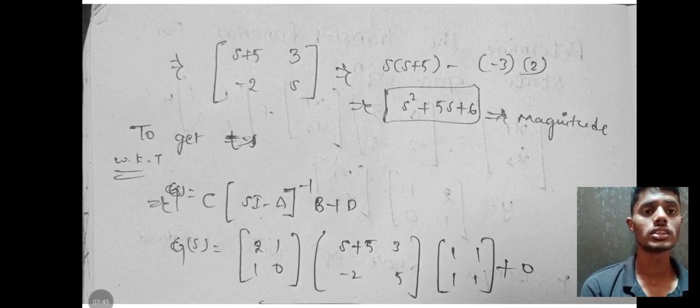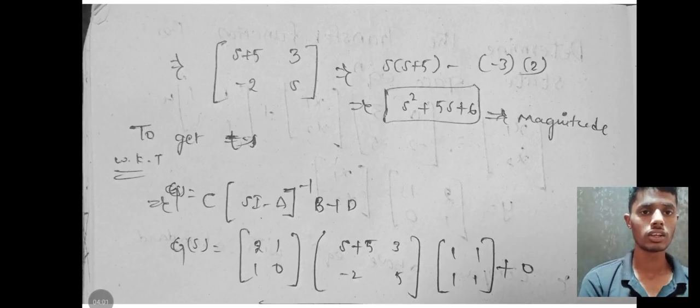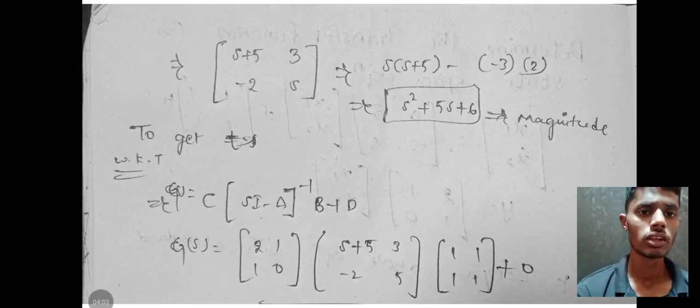After substituting these values in the above formula, we get s plus 5, 3, minus 2, s. If we cross multiply this matrix, we get this equation. The magnitude that we have is s square plus 5s plus 6. And to get this G of s value, this is the equation that we have: C into (sI minus A) whole inverse B plus D.